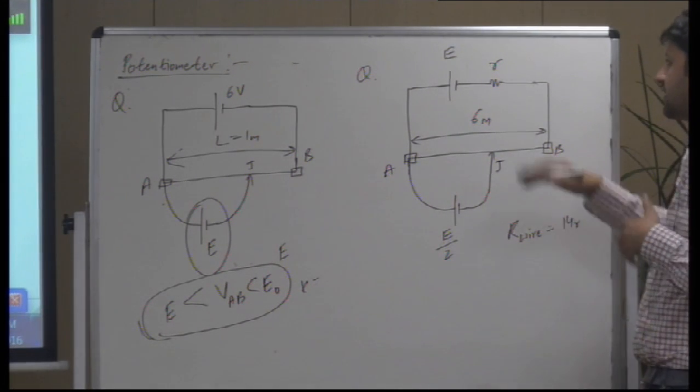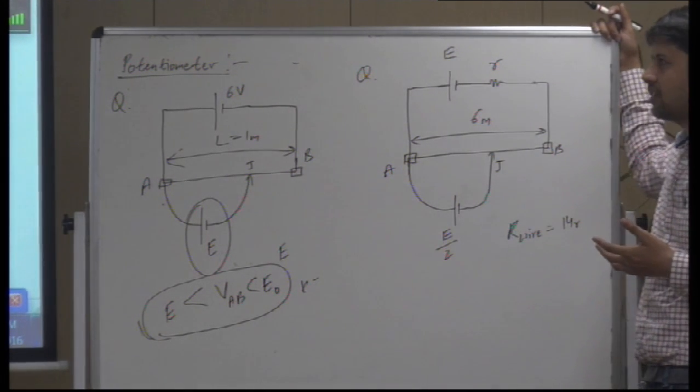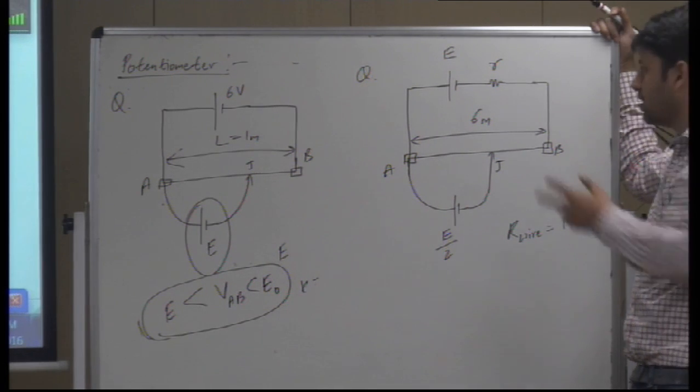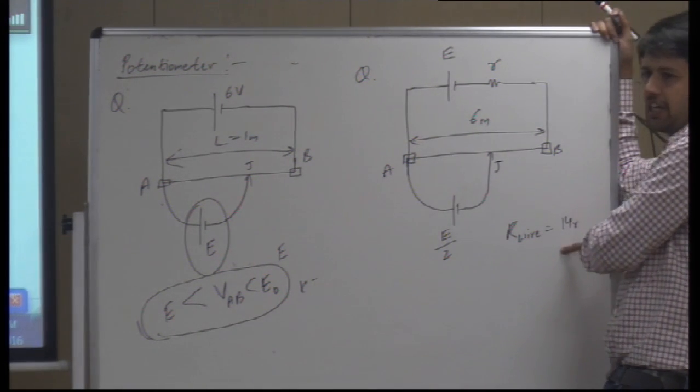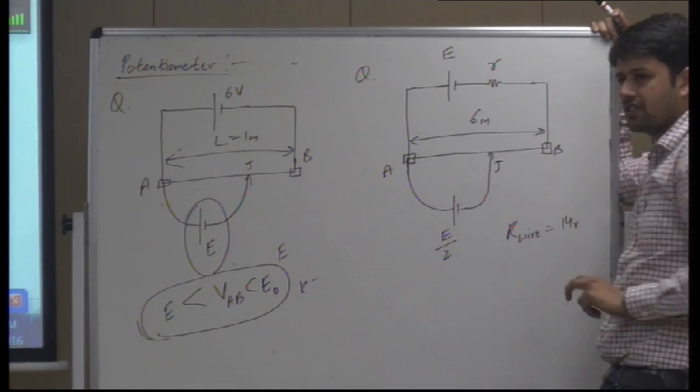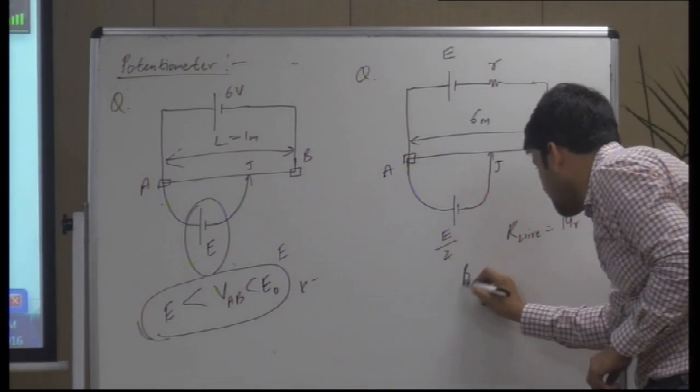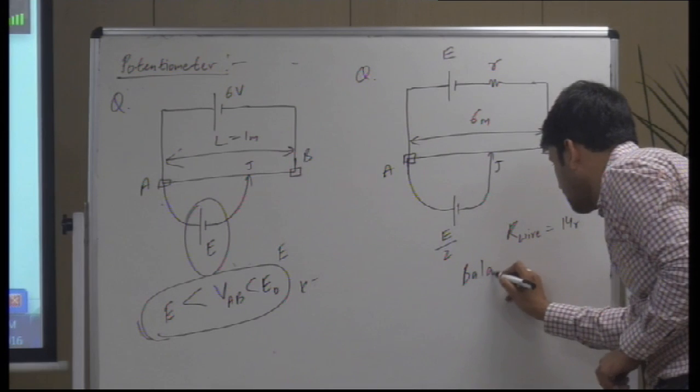So in this scenario, what is happening? E is the EMF of the cell. R is its internal resistance. The wire has resistance 14 R. Length is 6 m. You need to find the balance length for E by 2.